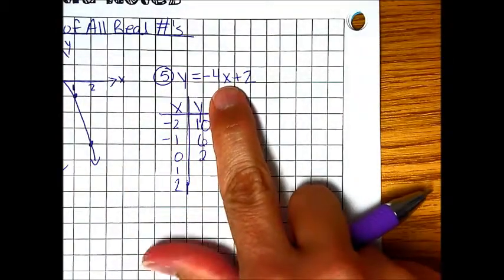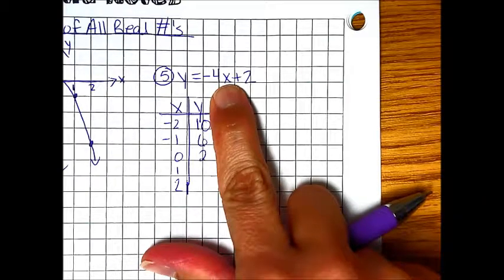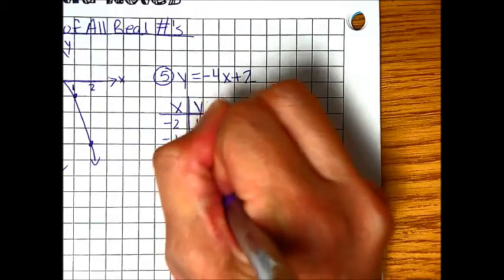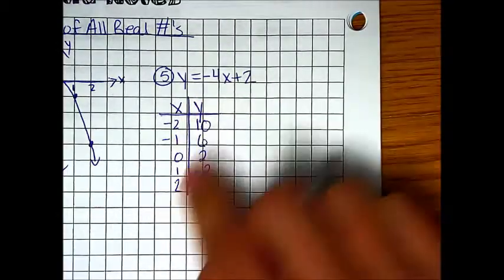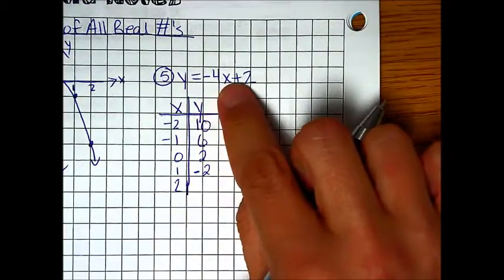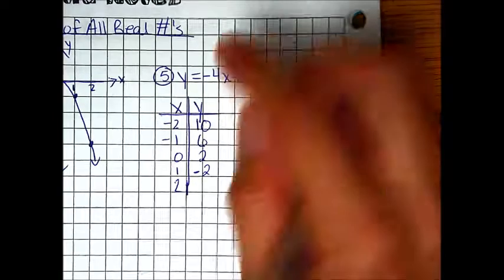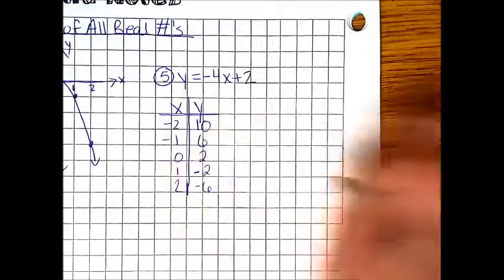Plug in a 1. Negative 4 times 1 is negative 4. So be cautious with your negatives. Negative 4 plus 2 would be negative 2. And then if we plug in a 2 here, negative 4 times 2 is negative 8. And if we add 2, that would be negative 6.